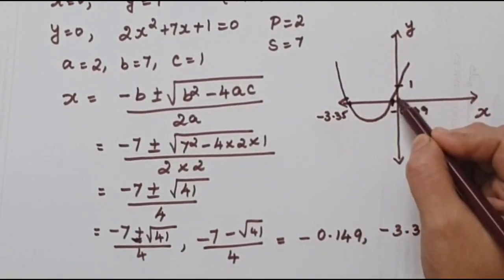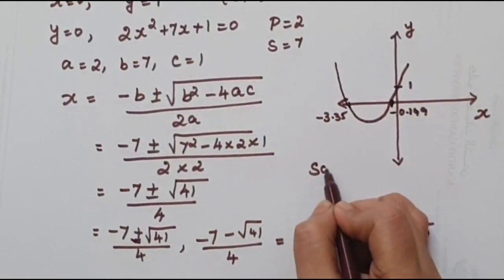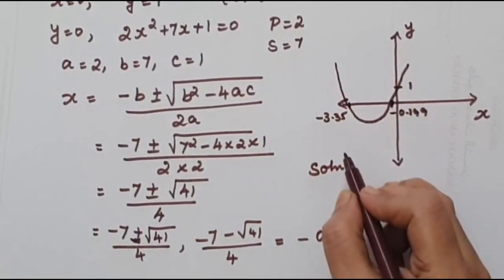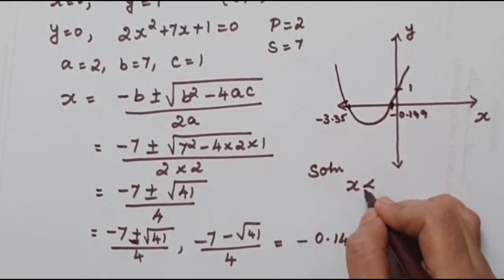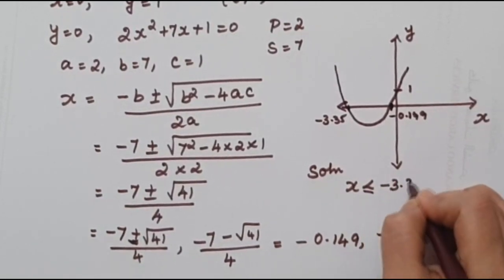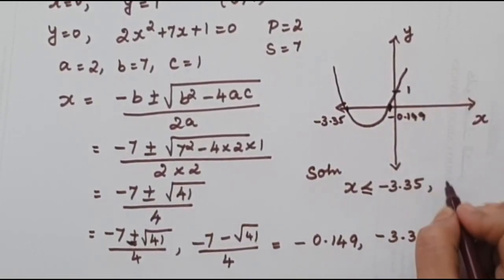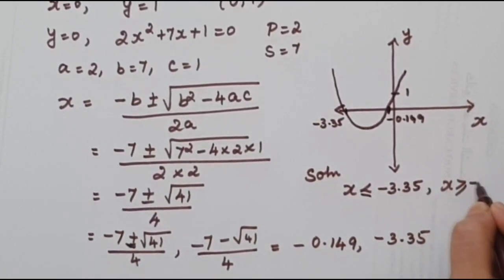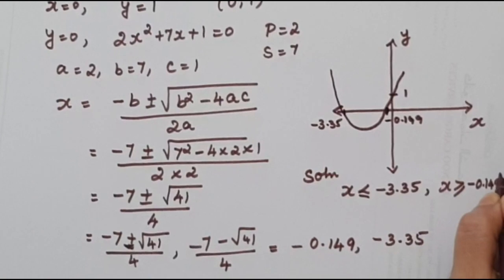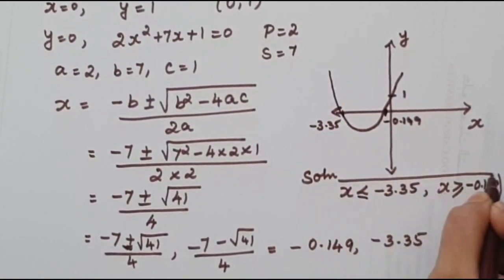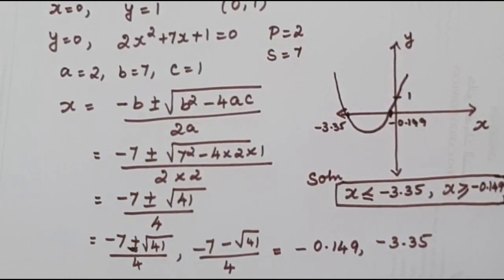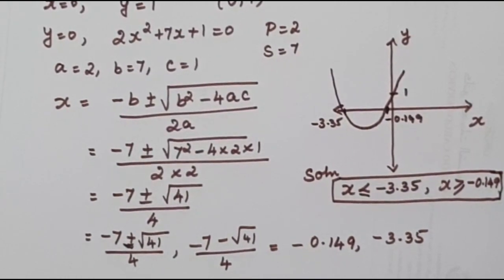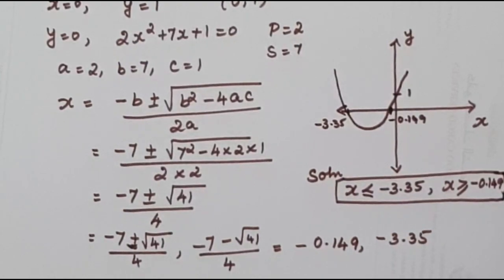Now greater than 0 is above. So we have two parts of the curve. So our solution, we'll write it as these values are all lesser than, so x is less than or equal to minus 3.35, and x is greater than or equal to minus 0.149. So this is our answer for this equation which was given to us. So for solving quadratic inequalities, it is easy if we use a graph in order to find its solutions. Thank you.